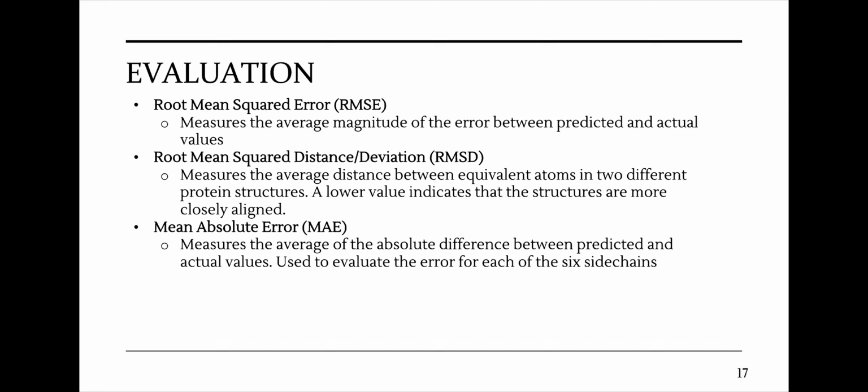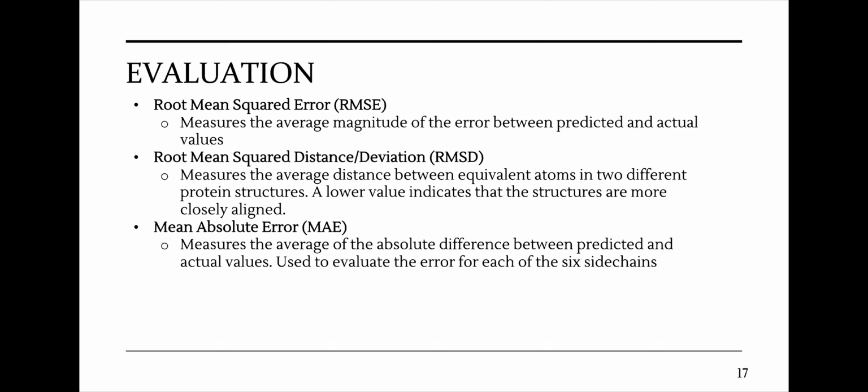The final stage was model evaluation, which assessed how accurately the model predicted protein structures. These were the evaluation metrics used. The main ones were root mean squared error, which measures the average magnitude of the error between predicted and actual values, root mean squared distance or deviation, which measures the average distance between equivalent atoms in two different protein structures.